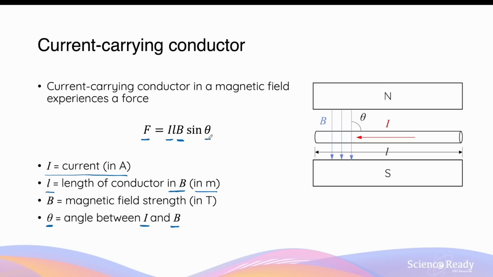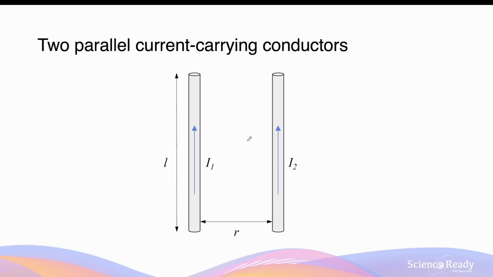And the angle theta in this equation is between the direction of the current and the direction of the magnetic field. Now let's talk about the force between two parallel current carrying conductors.